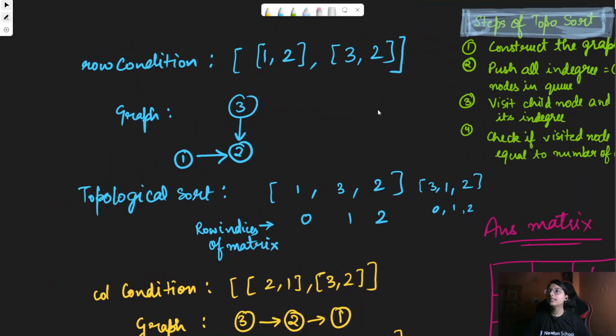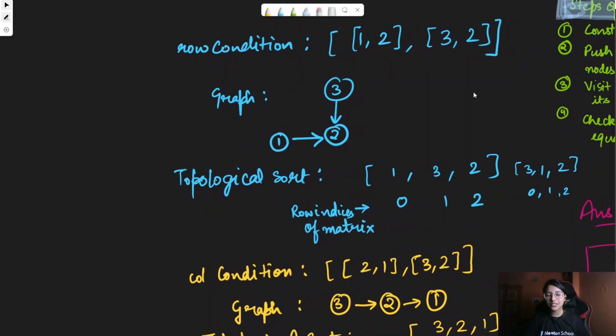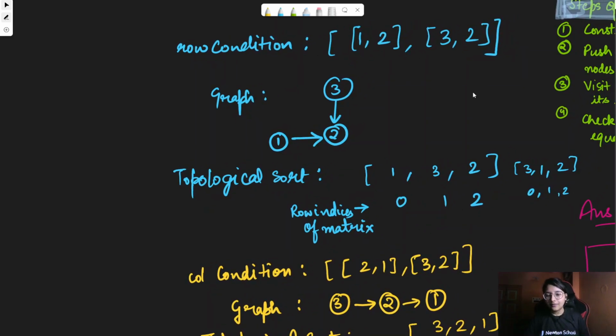In this, I'll explain later how it is topological sort. Basically, this is a question of topological sort only, in which topological sort is used on a DAG, that is a directed acyclic graph, in which we are required to detect whether there are any cycles or not. If there is no cycle, then we will return our answer. If there is a cycle, then we will return an empty matrix.